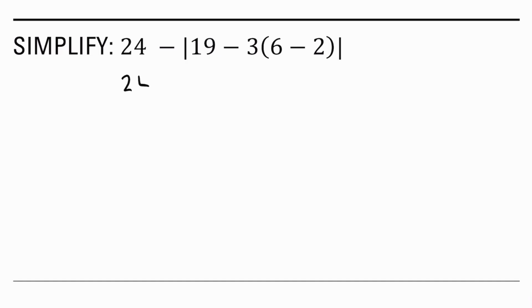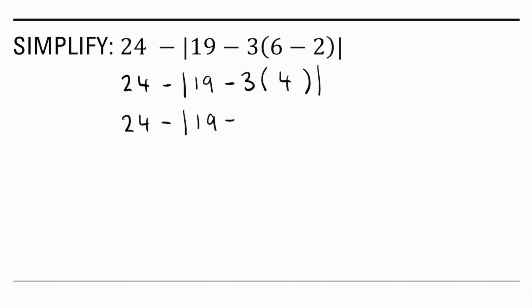So we can rewrite the expression 24 minus the absolute value of 19 minus 3 times, and so inside this bracket we need to actually calculate first. And so 6 minus 2 will be 4. Now the next thing we want to work on is our multiplication inside our absolute value. And so we'll rewrite that again. 19 minus, and 3 times 4 is 12.